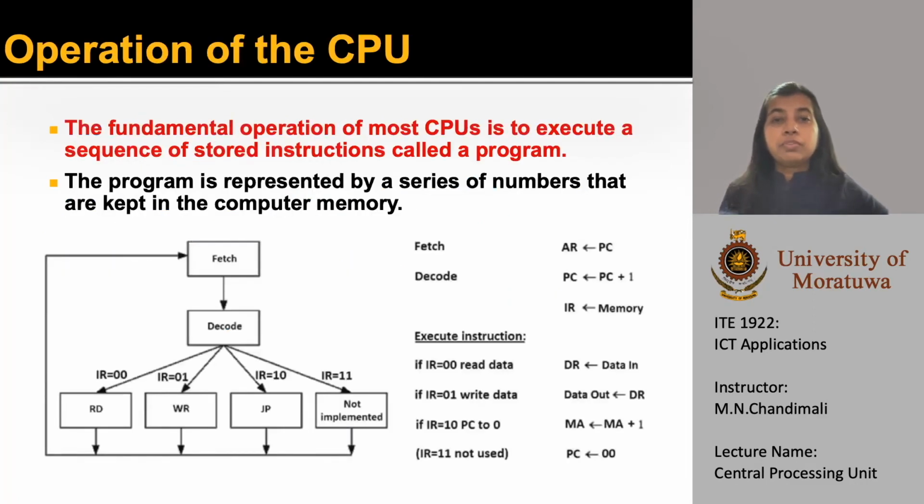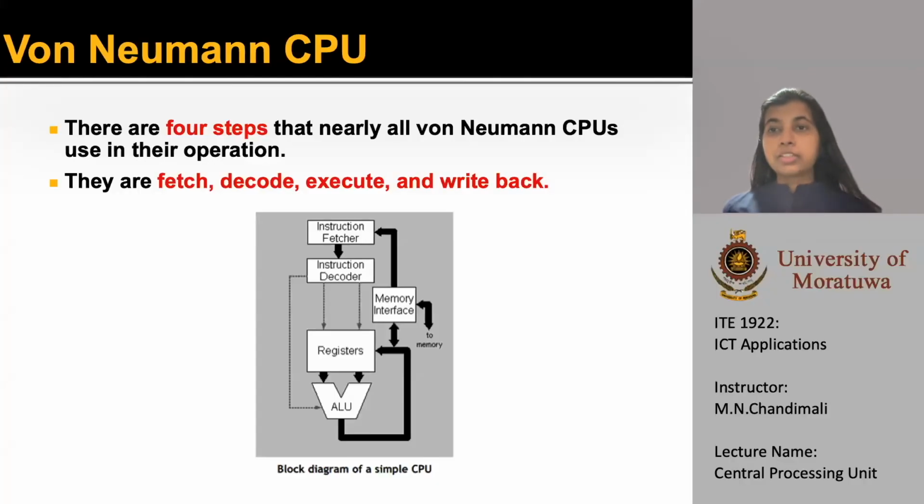The fundamental operation of most CPUs is to execute a sequence of stored instructions called a program. A program is represented by a series of numbers that are kept in computer memory. This diagram shows how this program execution happens in the CPU. Now let's see how a CPU designed according to the von Neumann architecture processes instructions. We know a computer program is made up of sets of instructions. Then these instructions need to be processed within the CPU. There are 4 steps in almost all the von Neumann CPUs in this instruction processing operation. Those 4 steps are the fetch, decode, execute, and write back.